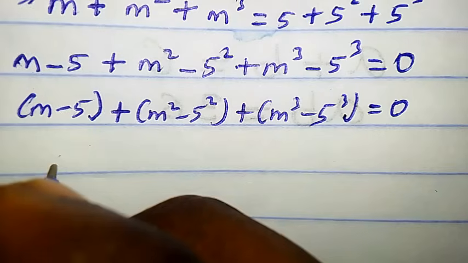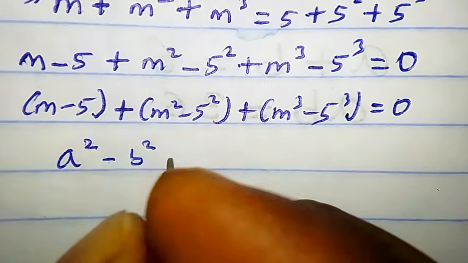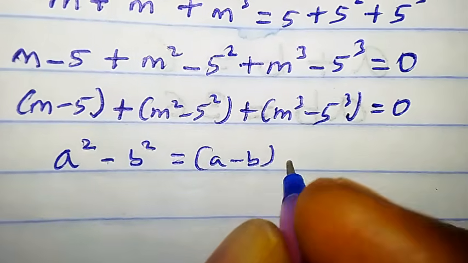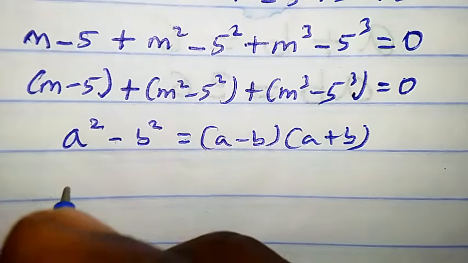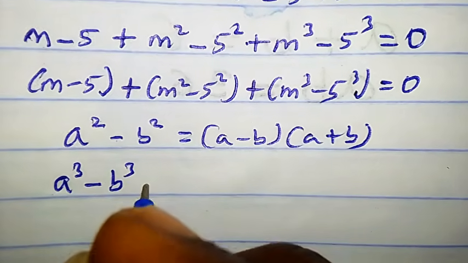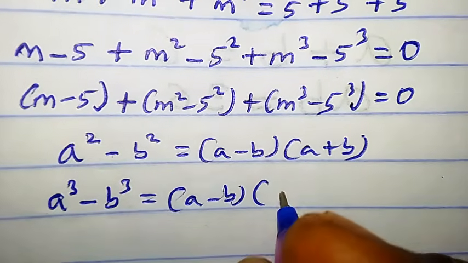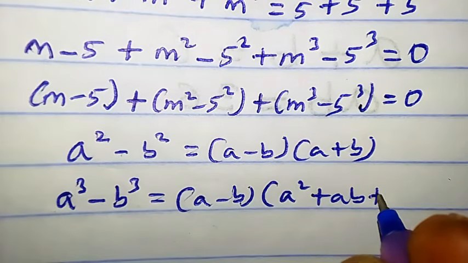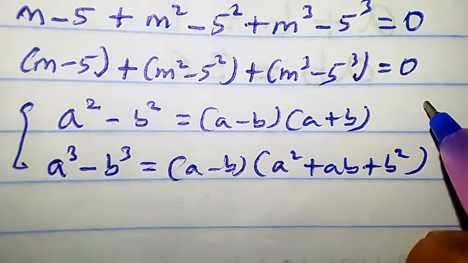The first one is a square minus b square is equal to a minus b times a plus b. The second identity is a cube minus b cube is equal to a minus b times a square plus ab plus b square. Take note of these two properties.